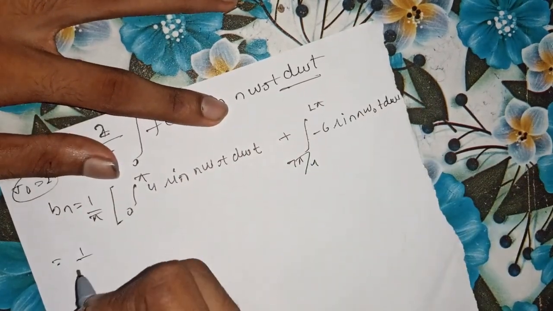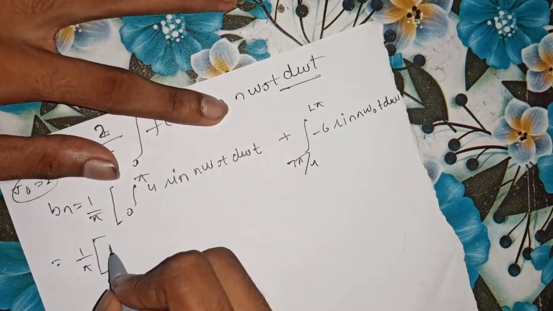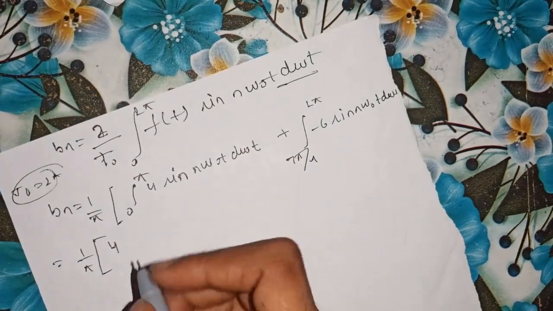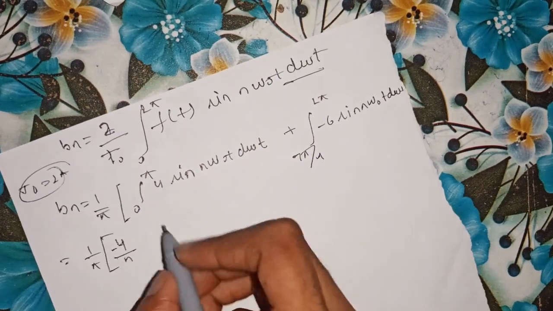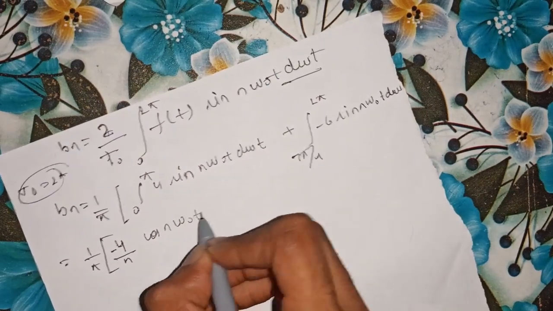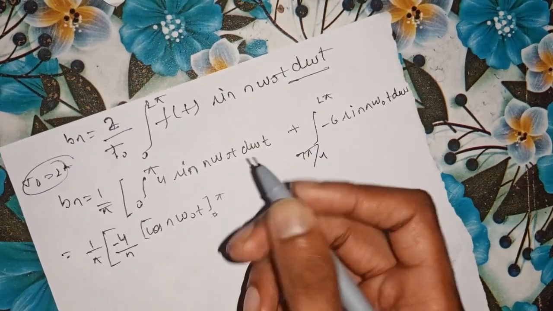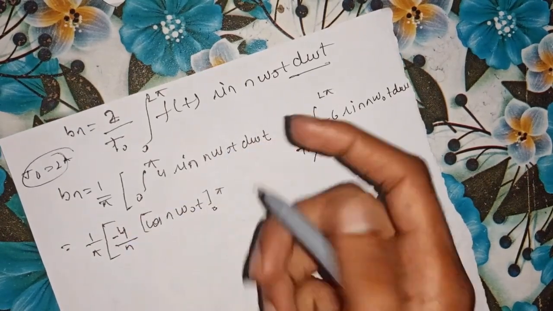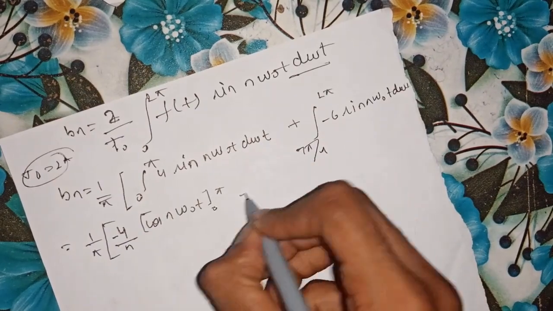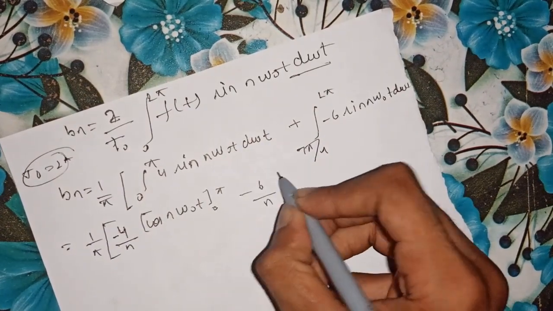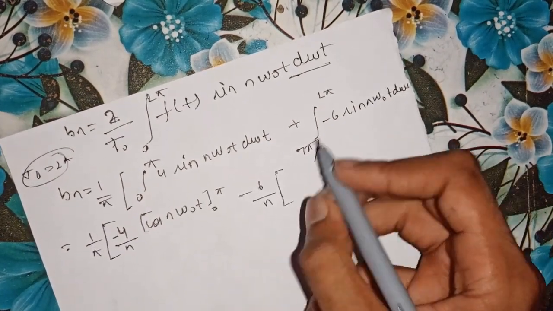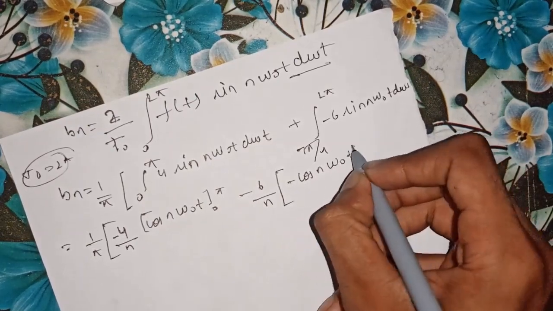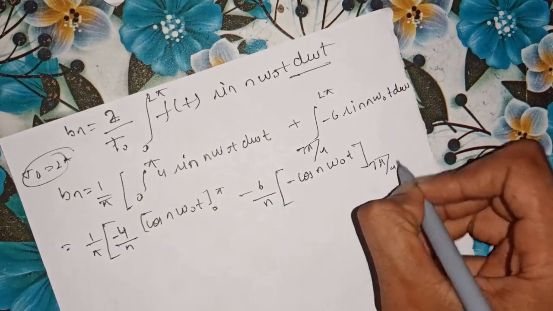And solving, we get it as 1 over pi. 4 is constant. What is sin n omega naught t? Integration is 4 by n minus 4 by n cos n omega naught t due to pi, because sin nt differentiation is minus cos nt. So yes, we get this where n is constant, taking it out, minus 6 by n, and integration of sin is minus cos of n omega naught t, integration from 7 pi by 4 to 2 pi.